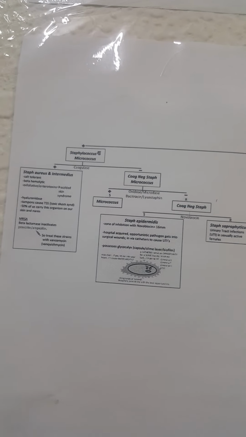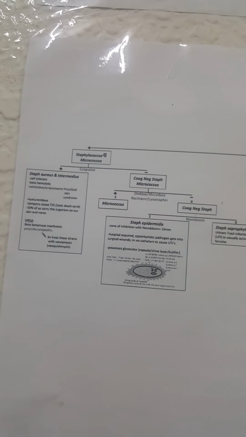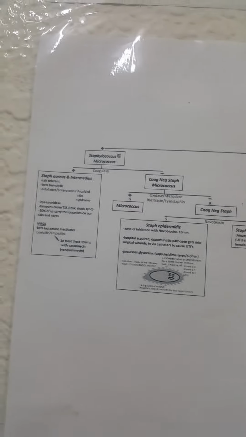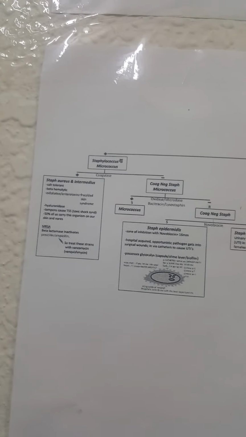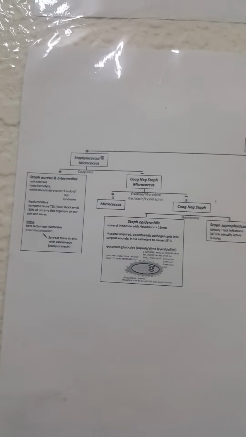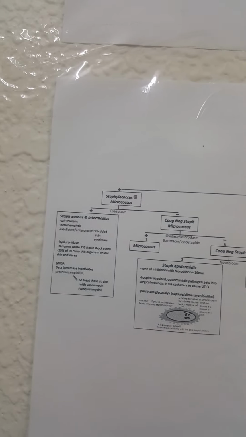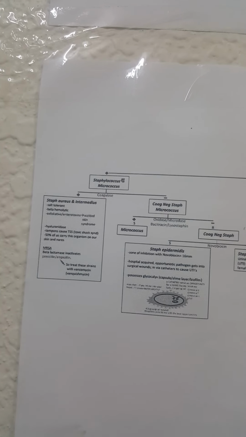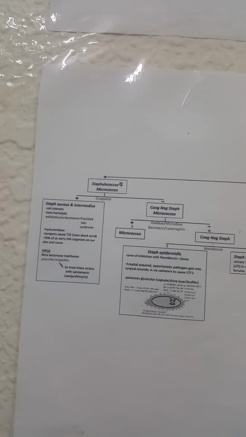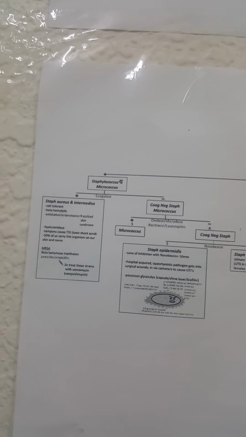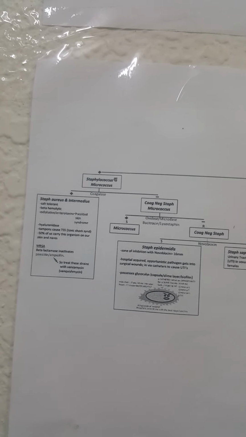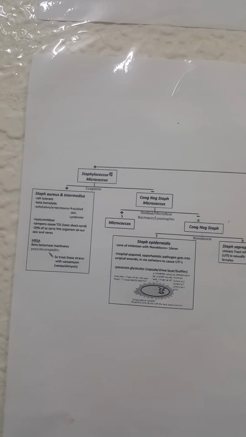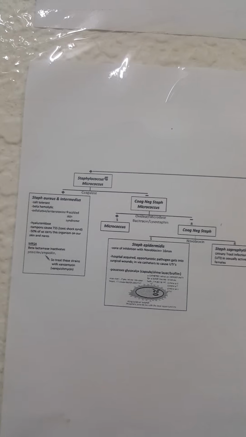organisms that are salt tolerant, beta hemolytic, produce exfoliative toxins which cause scalded skin syndrome, and also produce hyaluronidase. The organism also produces toxin causing TSS, toxic shock syndrome, and 50% of us carry this organism in the nares and skin, and the organism is a beta lactamase producer, especially in the case of MRSA, so treat with vancomycin.